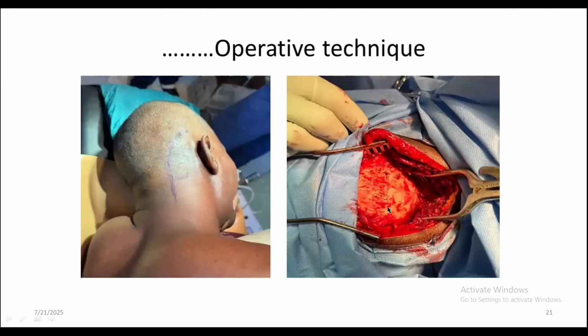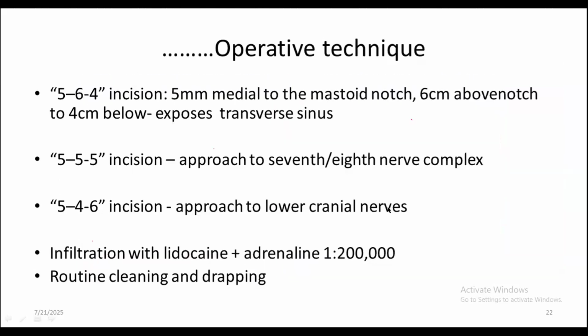There is a guiding rule for the curvilinear incision: the 564 incision, the 555, and the 546 incision. This is determined by where the surgeon wants to operate. For exposure of the transverse sinus, the incision is 5 millimeters medial to the mastoid notch, extending 6 centimeters above the notch and 4 centimeters below it, which will expose the transverse sinus.